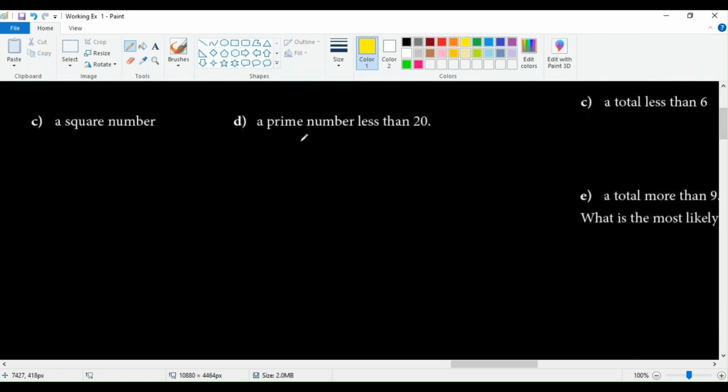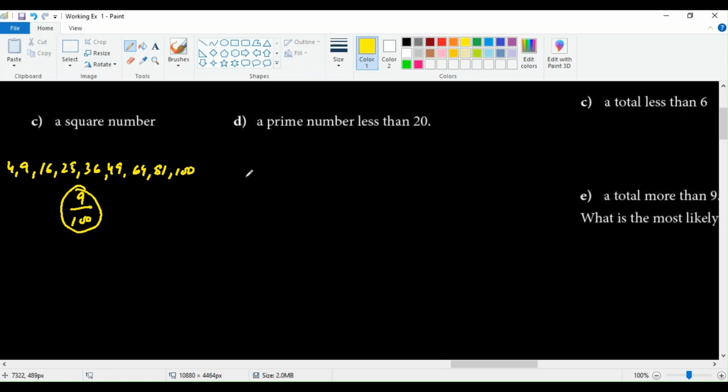When it comes to a square number, the square numbers are 4, then 9, then 16, then 25, then 36, which is the square of 6, and then 49, the square of 7, then the square of 8, which is 64, then 81, and then 100. That means there are altogether 9 square numbers out of 100. So this cannot be further simplified. We'll write 9 over 100.